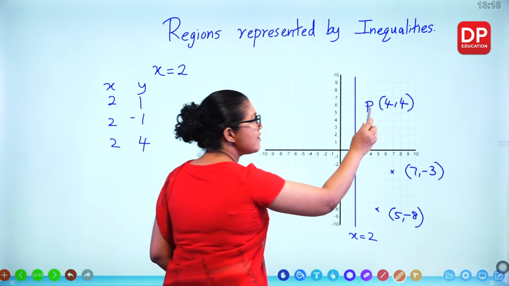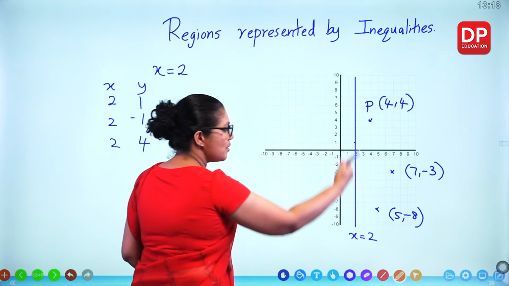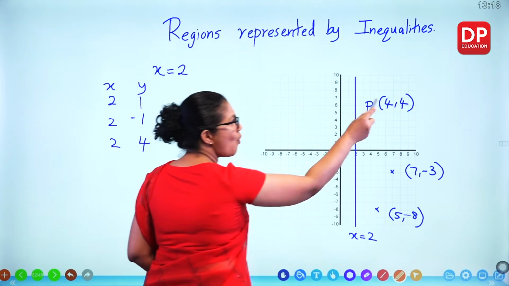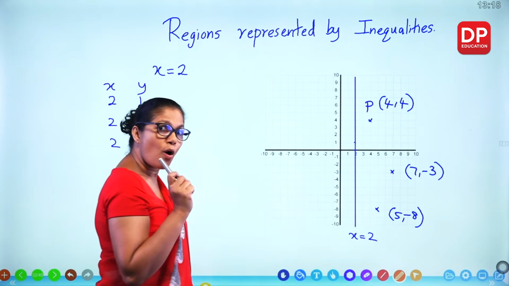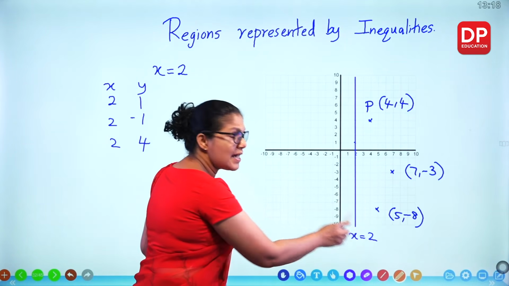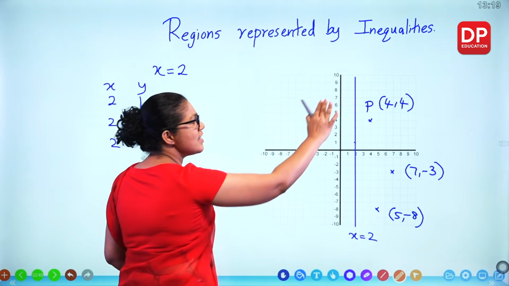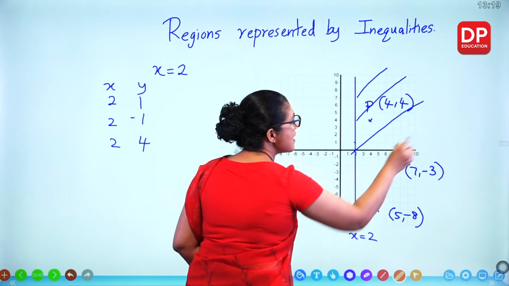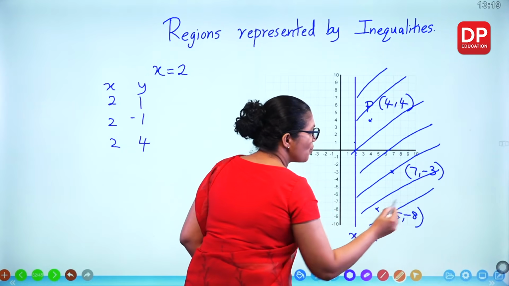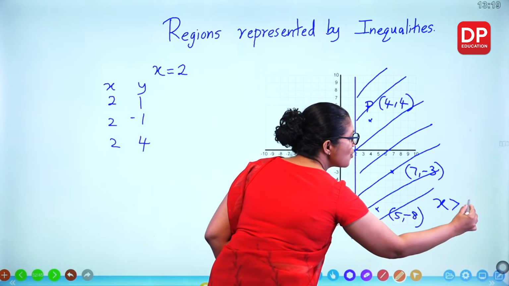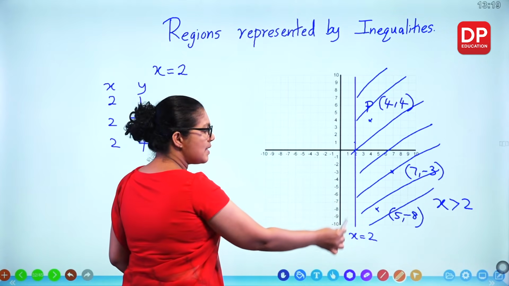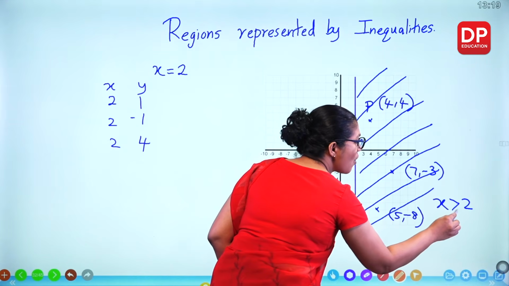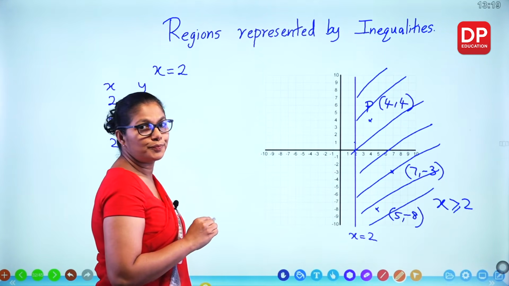Now these 3 points are on the right hand side of this line. Look carefully at the x values: 4, 7, 5. All these values are bigger than 2. So which region is this side? This region is x greater than 2. But here this is a continuous line, x equals 2. So you can say this is x greater than or equal to 2.